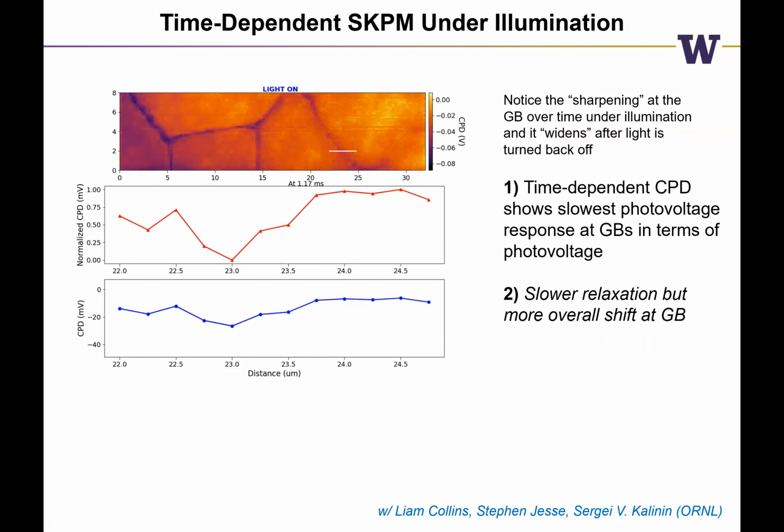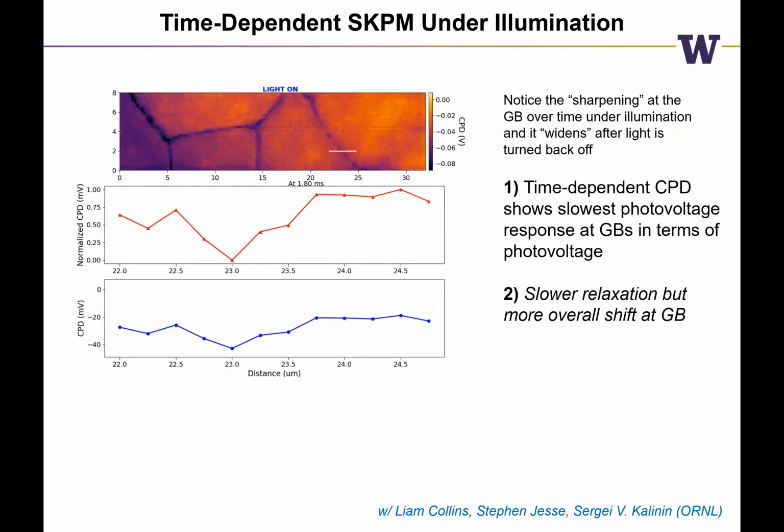So the light is off currently. Once the light turns on, the contact potential shifts negative, so it becomes darker in the top image, as shown by the blue graph dipping down.